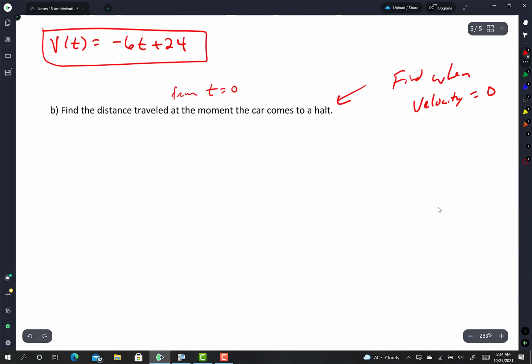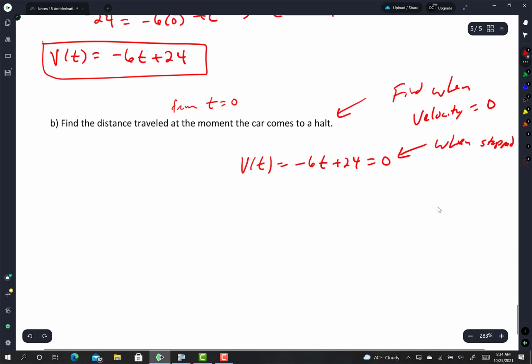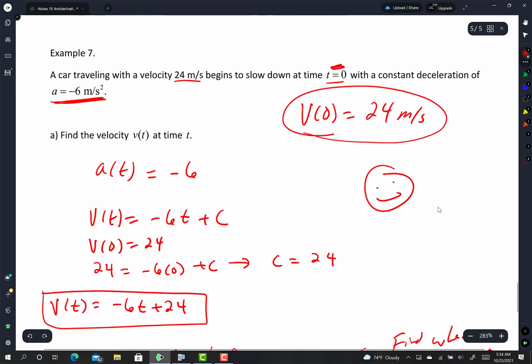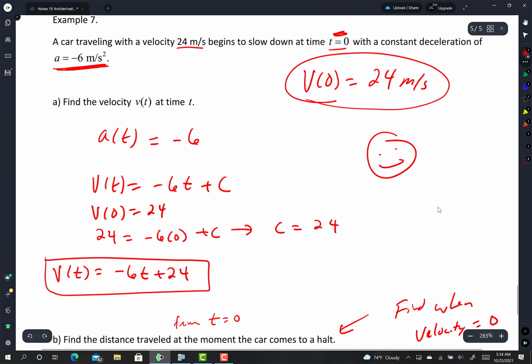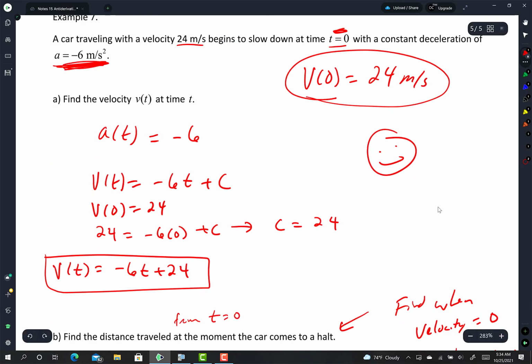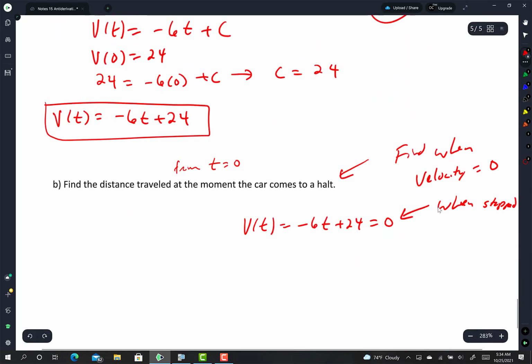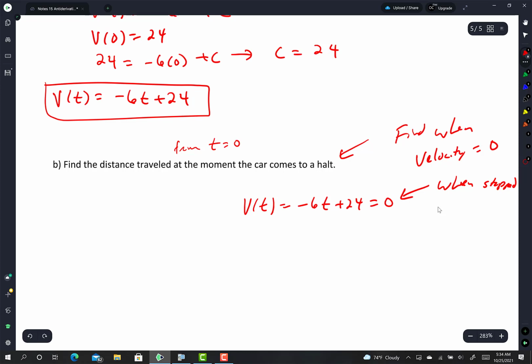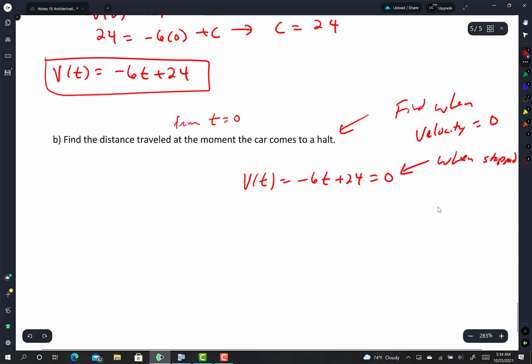I'm going to go ahead and set my velocity equal to 0. V of t equals negative 6t plus 24 equals 0. Why am I doing that? Because this is when you're stopped. I should have put in here that I was braking, but it's understood, right? That's why my deceleration was that. It's not a constant negative 6 meters per second squared after I'm stopped and going in reverse. I slammed on the brakes and I was decelerating at 6 meters per second per second.